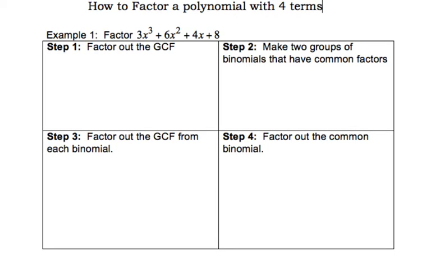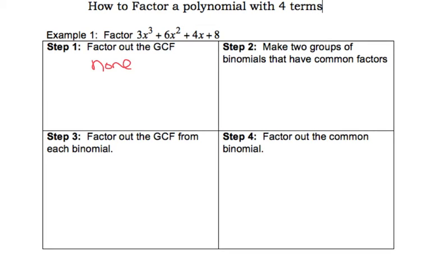All right, so how to factor a polynomial with 4 terms. Example 1: factor 3x cubed plus 6x squared plus 4x plus 8. The first thing you want to do, step 1, is factor out a GCF if possible. Notice for this situation, there is none.